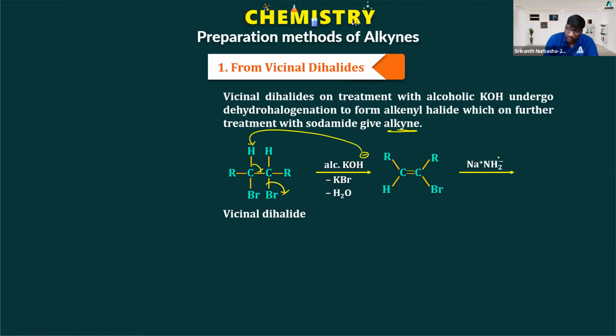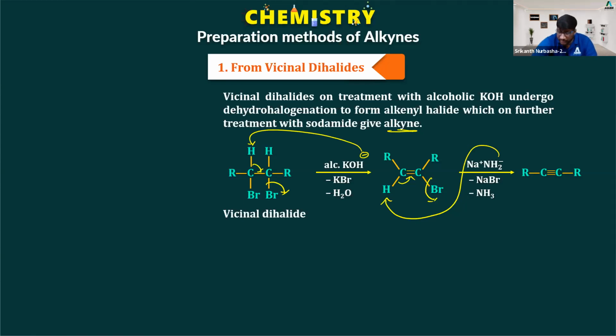Now it is treated with NaNH2. You should not just treat with alcoholic KOH. Alcoholic KOH is a strong base, but not strong enough to convert this alkenyl halide to alkyne. After alcoholic KOH, you have to use a very strong base like NaNH2. The NH2 minus will try to pick up this proton, the CH electron density comes in, and CBr leaves. The bromide ion reacts with Na plus to form NaBr. NH2 minus picked up the proton, so NH3 is obtained. You get RC triple bond CR.